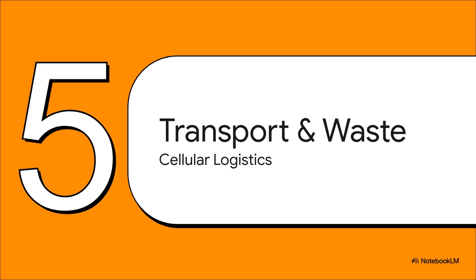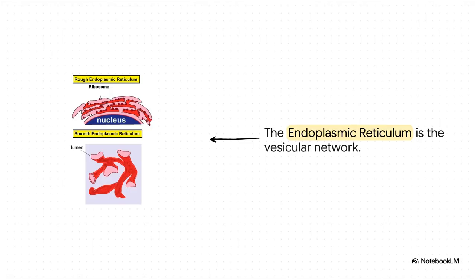And finally, Section 5, Transport, Packaging, and Waste. Let's look at the logistics of our cellular metropolis. Spreading out directly from the nuclear envelope is a massive, maze-like network called the endoplasmic reticulum, or ER for short. The rough ER is studded with ribosomes, manufacturing proteins that carry specific signal peptide shipping tags. These tags tell the cell exactly where the protein needs to go. Conversely, the smooth ER lacks ribosomes and instead handles vital tasks like lipid synthesis and cellular detoxification.